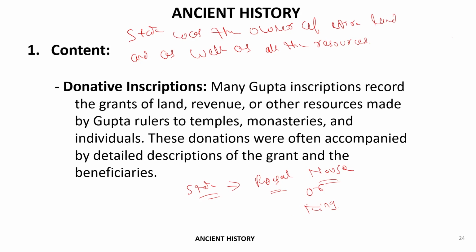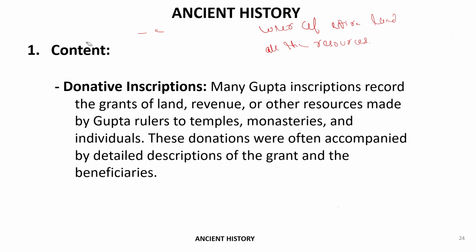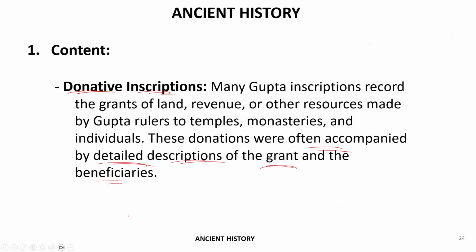Okay, so the Gupta rulers basically started to donate the land. They started to donate the land and they ensured that when we are giving you land, there must be a record of it. And that's why they used various inscriptions to mention the descriptions of the grant and the beneficiaries. Got it? And the first example of this type is the Paharpur copper plate inscription.